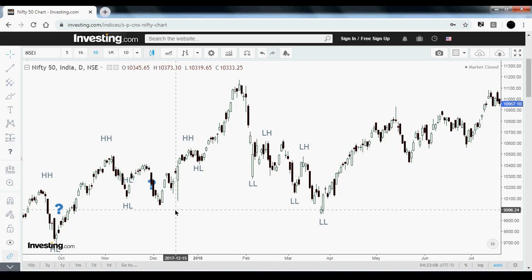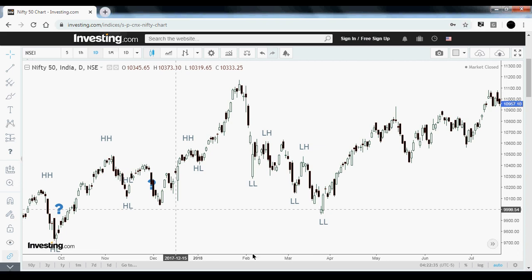Uptrend is higher highs and higher lows, and once we change from that pattern of higher highs, higher lows to lower highs and lower lows, the trend was up. So as long as we were making higher highs and higher lows, the market was in uptrend. Once we started making lower highs and lower lows, the trend changed from uptrend to downtrend.